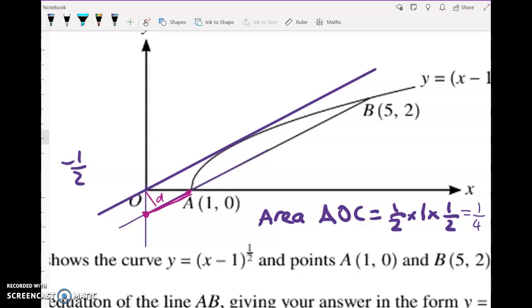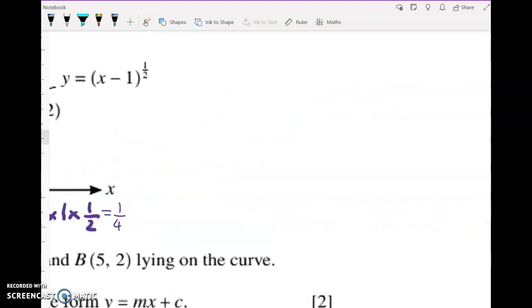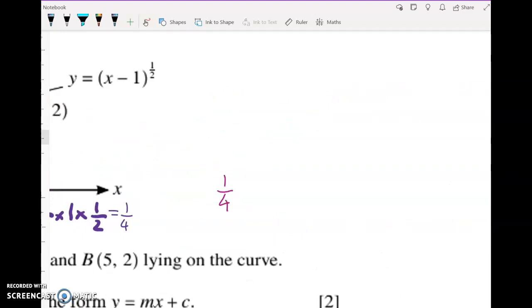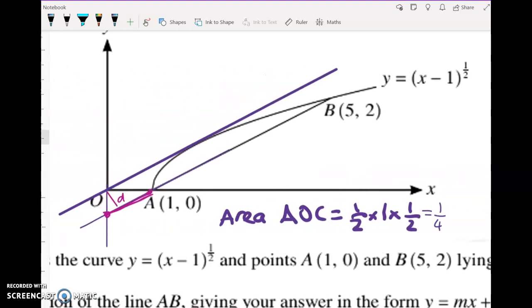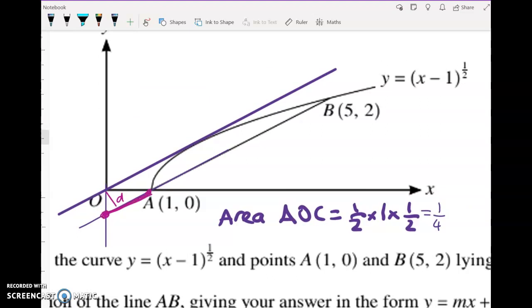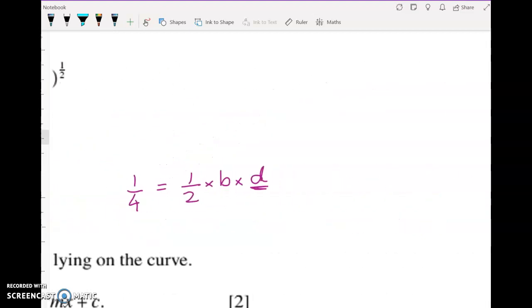Right, so what's distance D going to be? Well, we know that the area is 1/4, and that's also equal to half the base times the height, and the height that we want is our letter D. So what I need to do now is find out what the base of that triangle is. This point here is -1/2, 0, and this point here is 1, 0, and I called this point C before. So we're going to find the base, which is the distance between A and C.